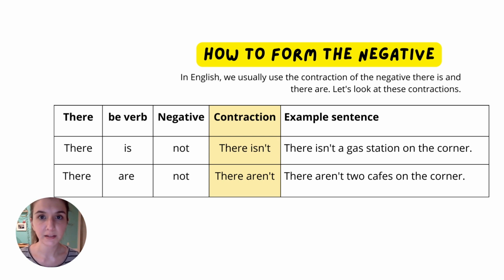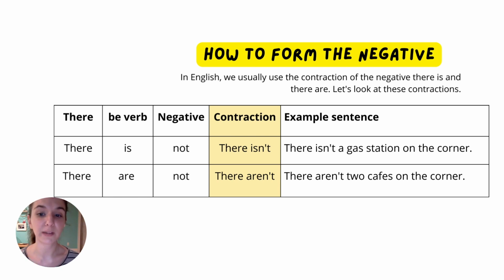There is not, there isn't. There isn't a gas station on the corner. That's the same as saying there is not a gas station on the corner, but in fast spoken English, it's much more common to hear there isn't a gas station on the corner. For the plural form, there are not, it sounds like there aren't.